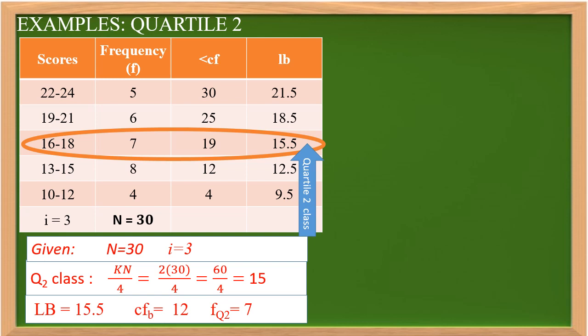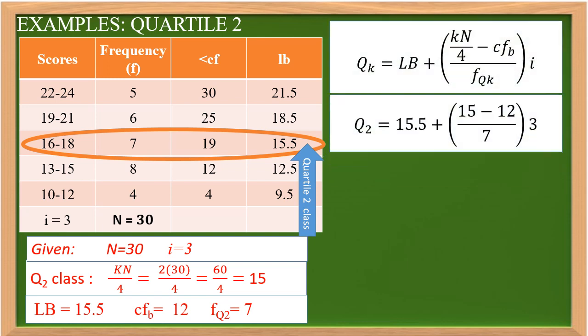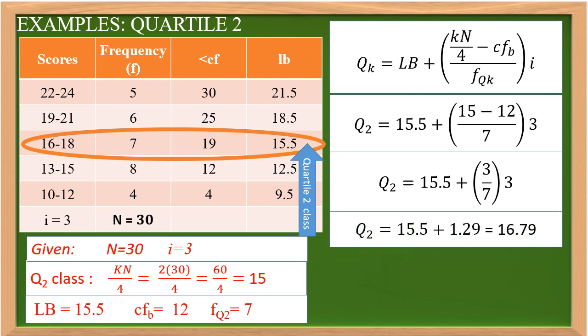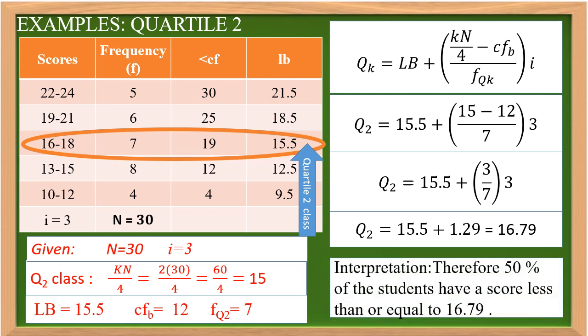Other values needed: LB is equal to 15.5, CFB equals 12, and the frequency is equal to 7. Substituting all the values in the formula, we have 15.5, which is your LB, plus KN over 4, which is 15, minus CFB, which is 12, over the frequency 7, times the interval 3, is equal to 15.5 plus 15 minus 12, which is 3, over 7 times 3, equals 15.5 plus 3 times 3 divided by 7, which is 1.29, and 15.5 plus 1.29 is equal to 16.79. Therefore, 50% of the students have a score less than or equal to 16.79.